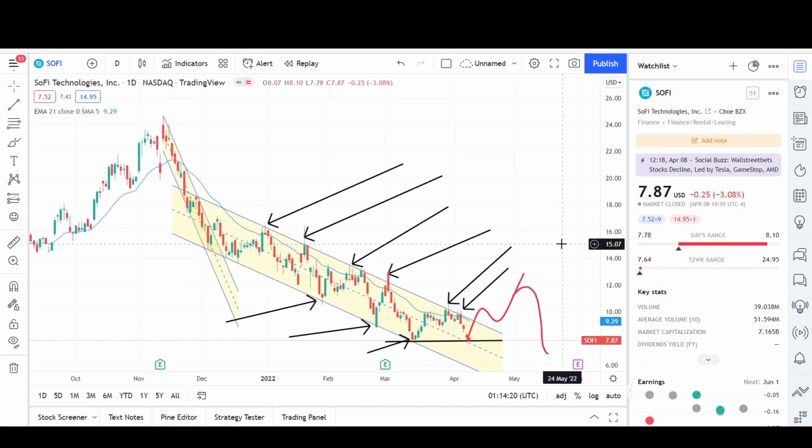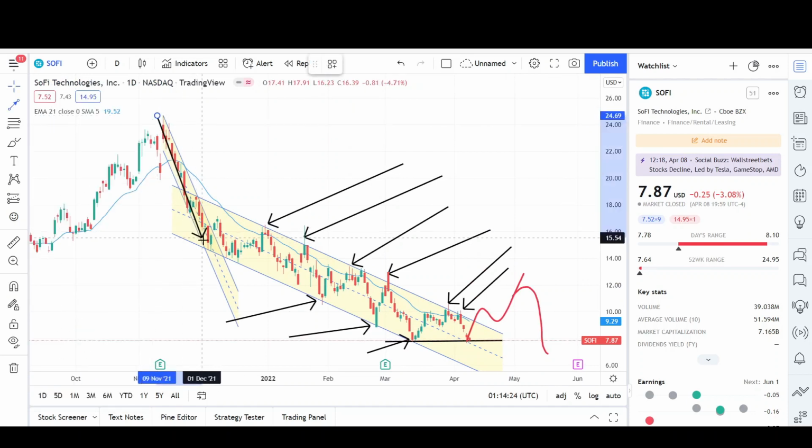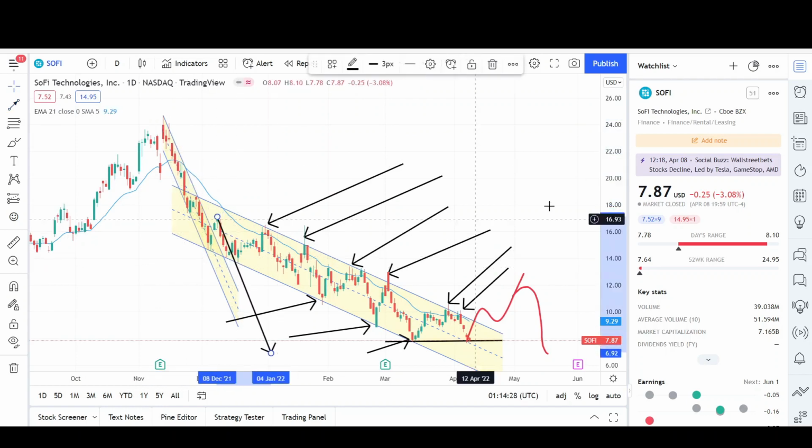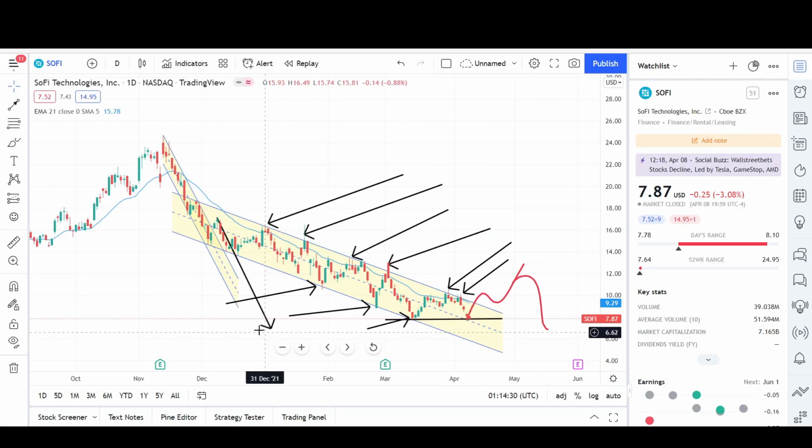Well, again, the measured move target is very close, and we're approaching it shortly. So this would be the first leg down, and since the market moves in twos, the target I have for SoFi is right at the $7 level. So pretty much the 699 level. We don't have to reach it because we're so close to it.